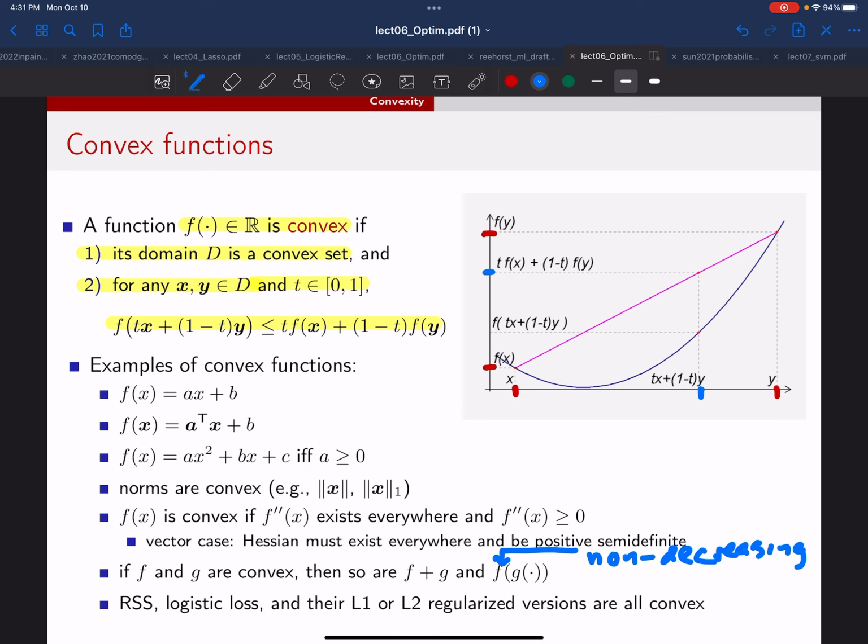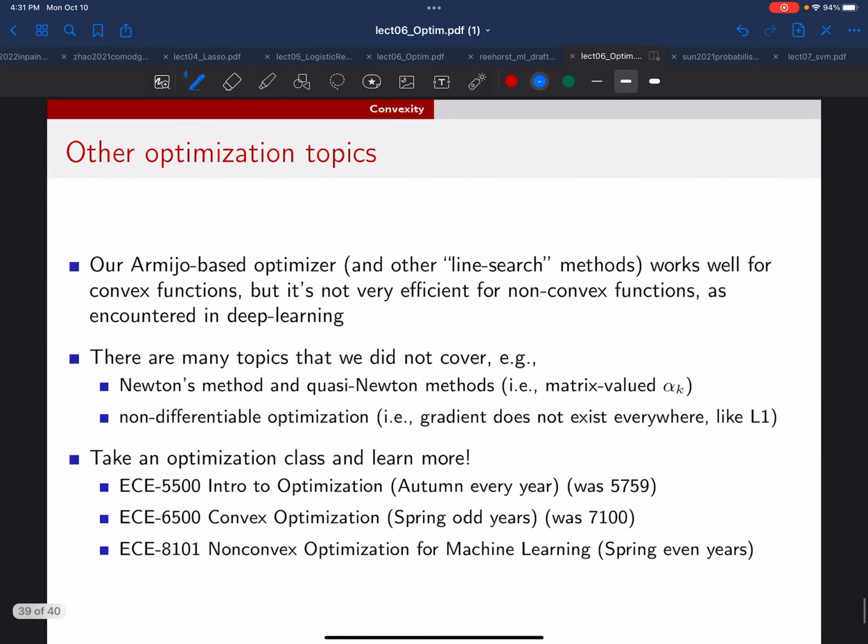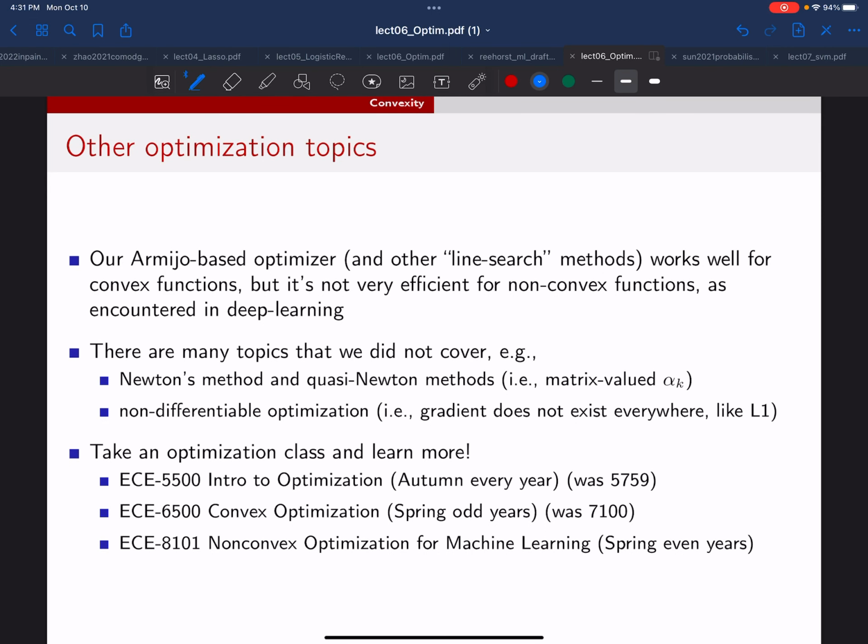Okay, so that's all I had to say about convex functions. Are there any questions on convexity? All right. Just a few other comments.